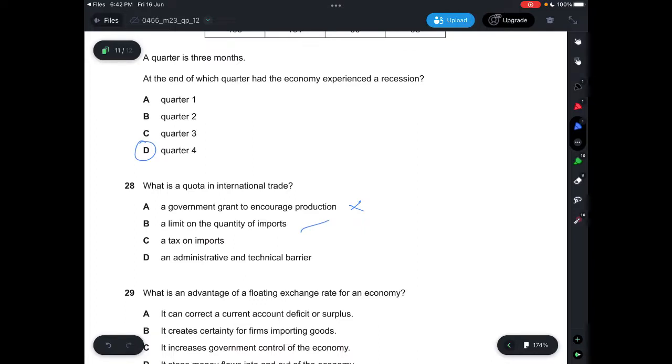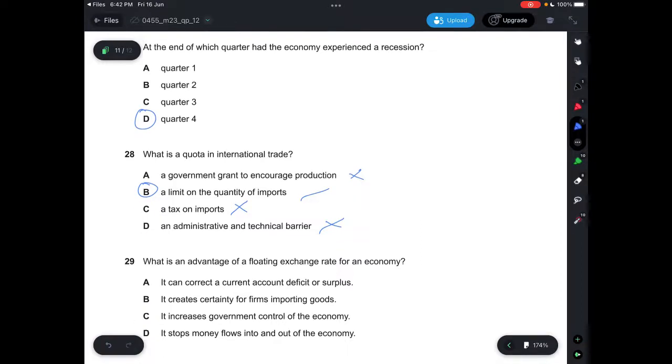C, it says a tax on imports. This one would be under tariff. And D, it says an administrative and technical barrier, which is not correct. So answer is B. D would fall under non-tariff barriers. So yep, it's not correct because of that.